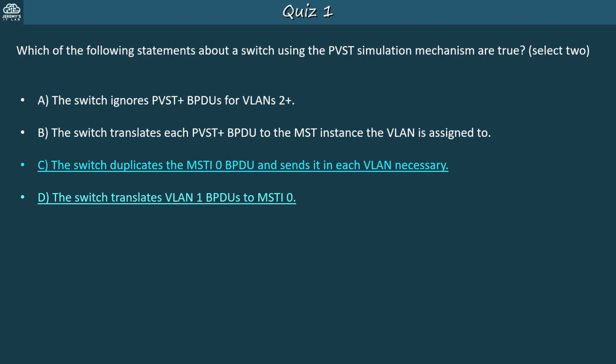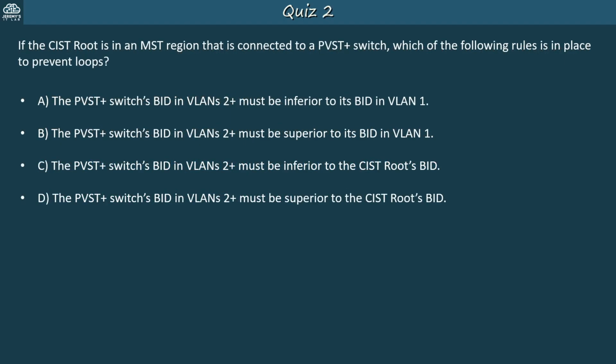Okay, let's go to question 2. If the CIST route is in an MST region that is connected to a PVST Plus switch, which of the following rules is in place to prevent loops? Pause the video now to think about the answer. Okay, the answer is C.